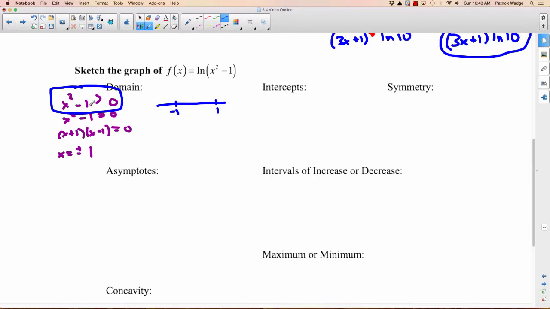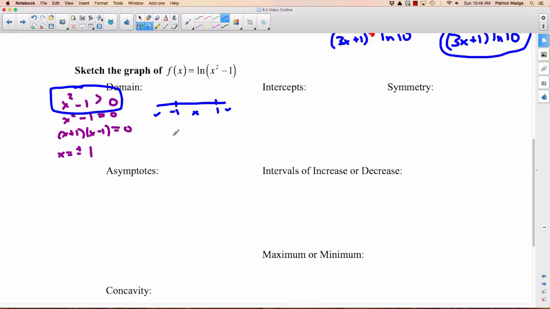Take away 1 is negative 1. Is that greater than 0? No. If I put 2 in there, I get 2 squared minus 1 is 3, and 3 is greater than 0. So this works. This doesn't work. This is also going to work, right? If I put negative 2 in there, it also squares to get 4. Minus 1 is 3. It's also greater than 0. So these are the areas that work.